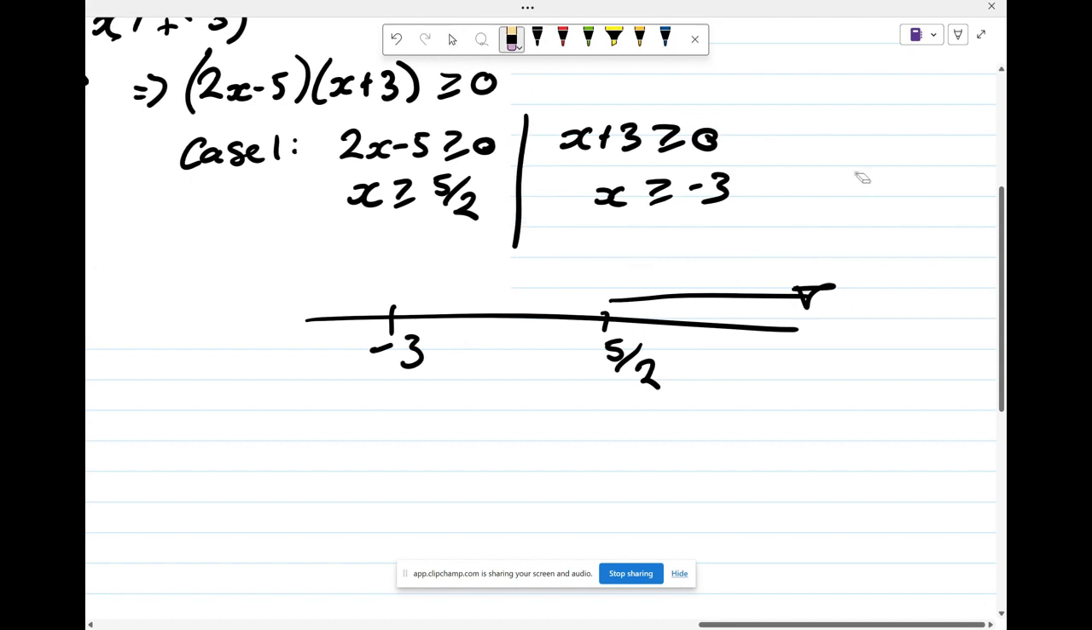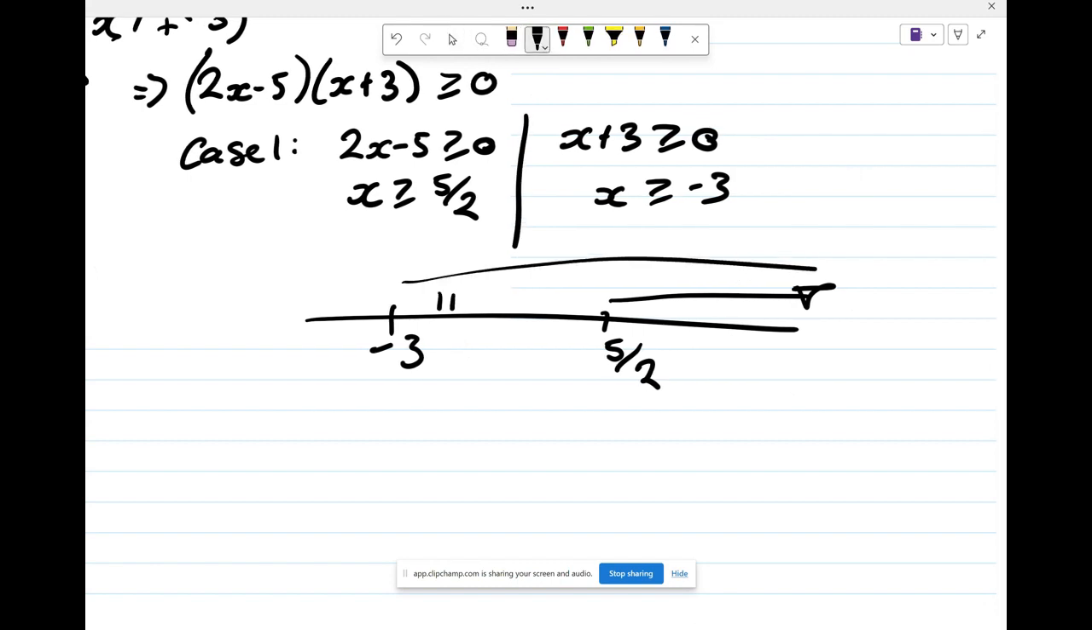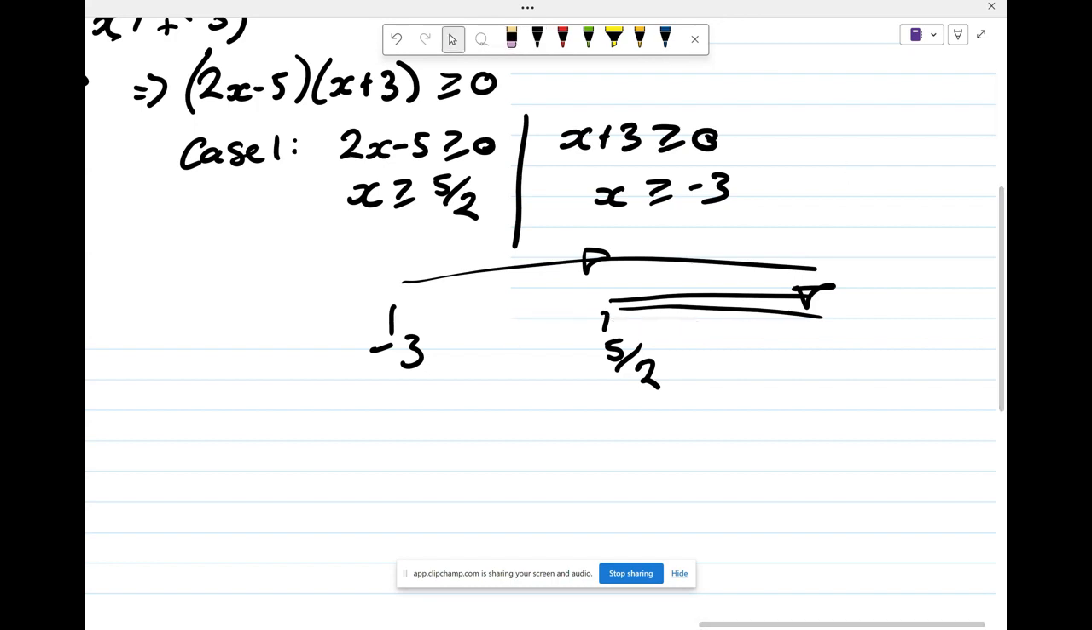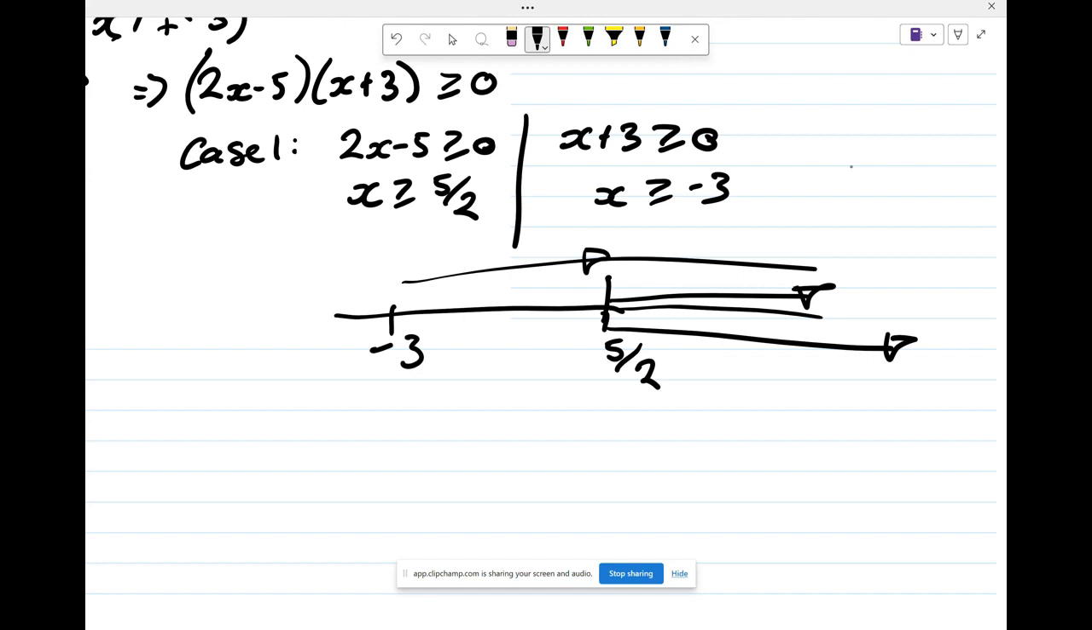But we saw that if we have some values of x in here, they're not greater than 5 over 2. They may be greater than minus 3, but the values in here are not greater than 5 over 2. So for both of these things to happen at the same time, x is greater than 5 over 2 and x is greater than minus 3, that means everything past 5 over 2 is greater than 5 over 2 and greater than minus 3 at the same time. Only way that can happen.